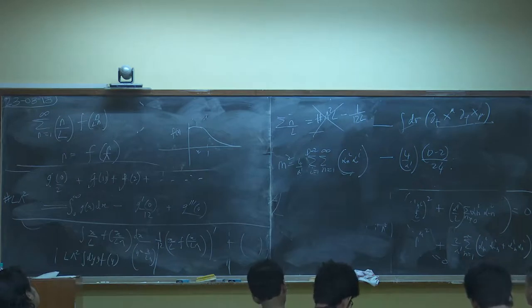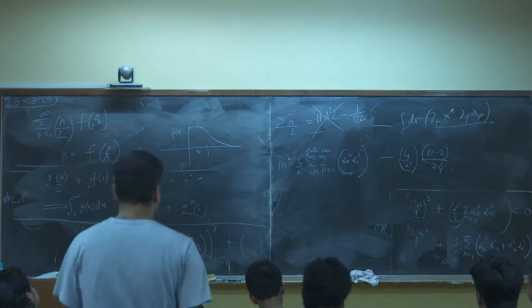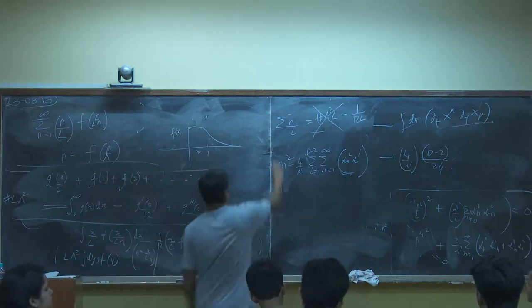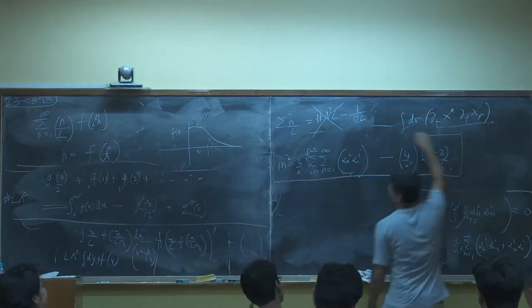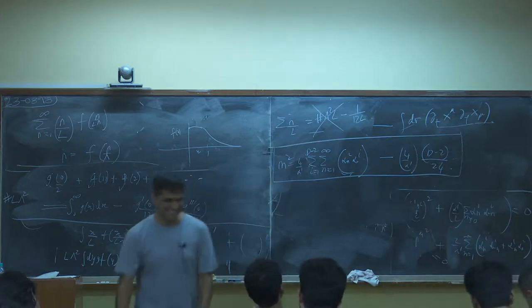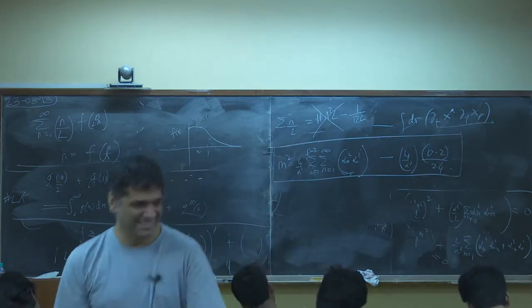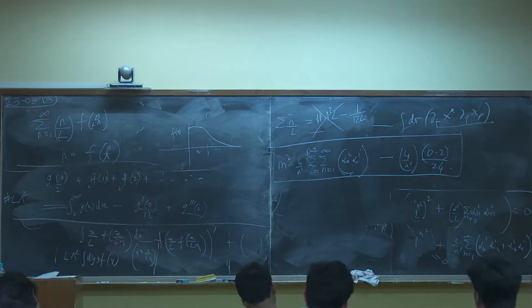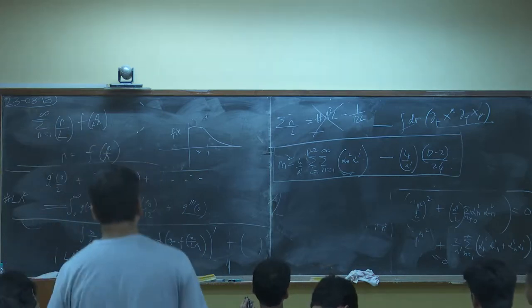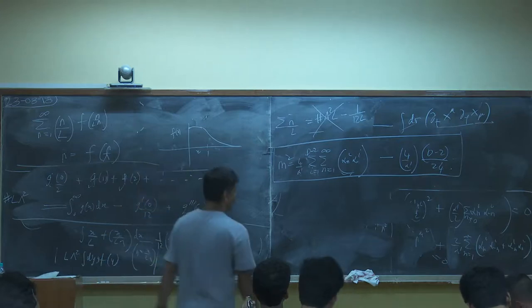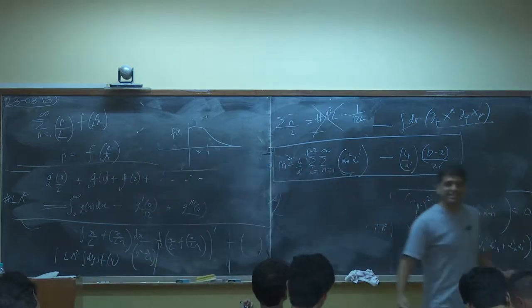Are we all good? At 26, something good will happen. Okay. So now we're almost good. We've completed our quantization of the string.